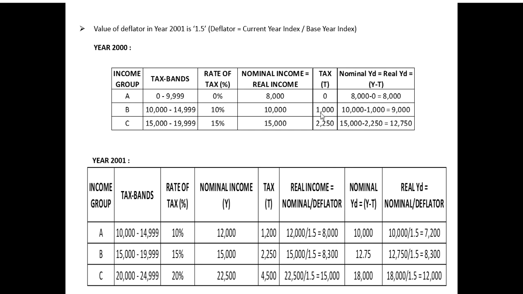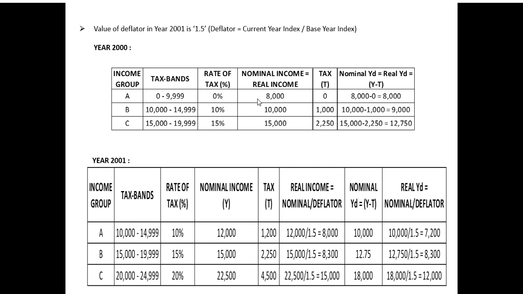Look at this. This person was earning 8,000 here. He got a 50% increase, which was 4,000. But when he adjusted this 12,000 for 50% inflation, his income came back to 8,000. His income came back to 8,000, which is this. So this is the situation here.